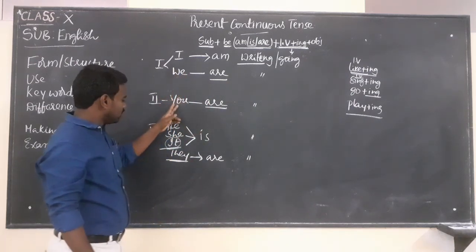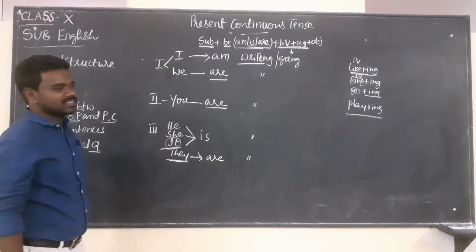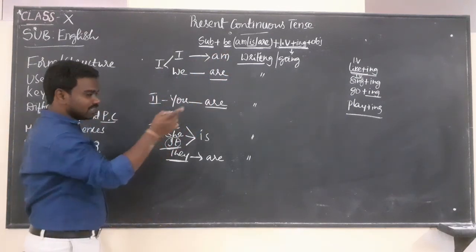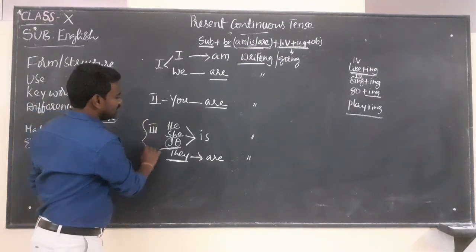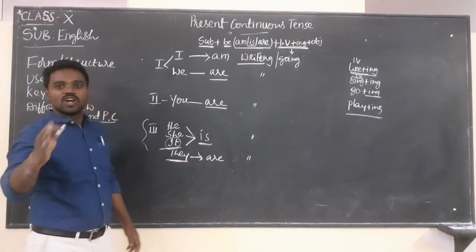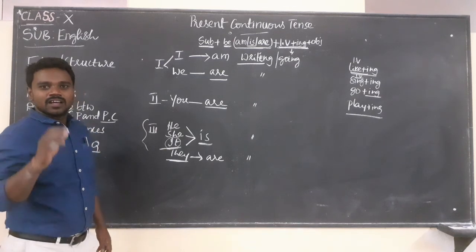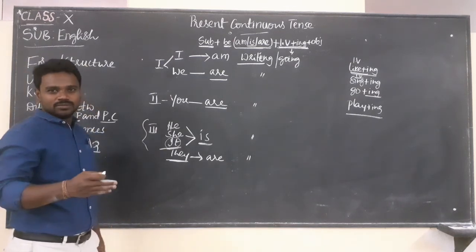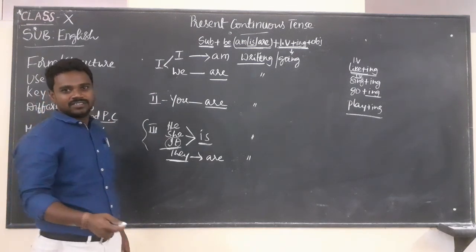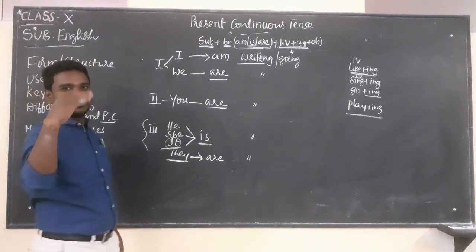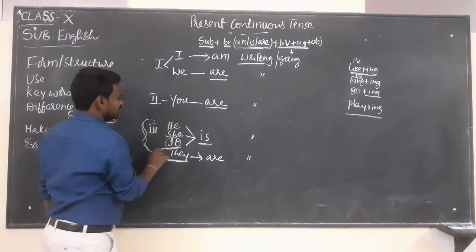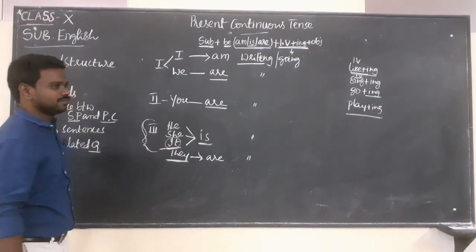Are always goes with we, you, they in continuous tense. Is always goes with he, she, it. When the third person is singular, we use is. For example, Ramu is playing chess. Raghu is watching TV. So we can use such examples in the third person singular, right?